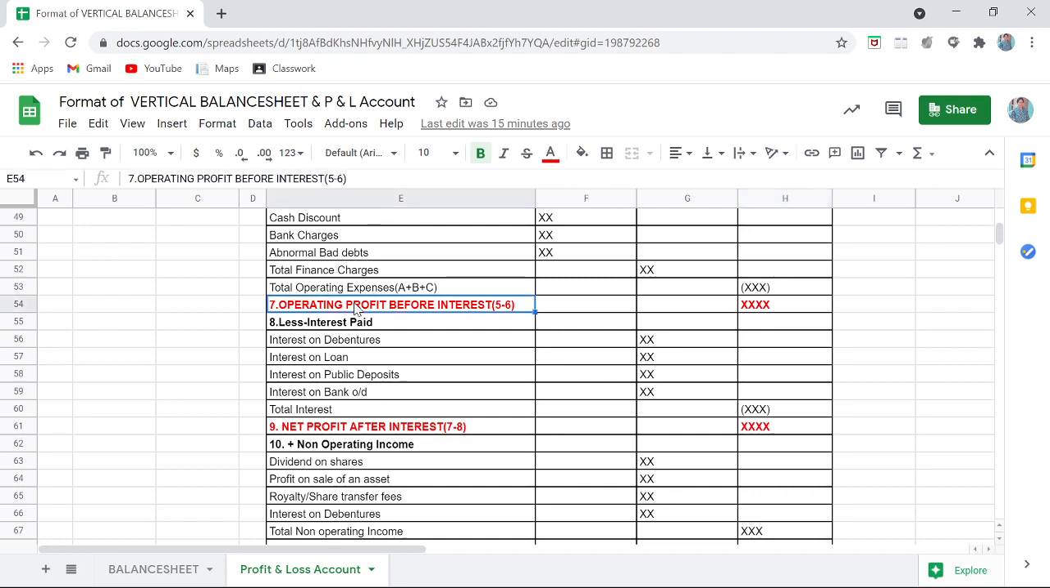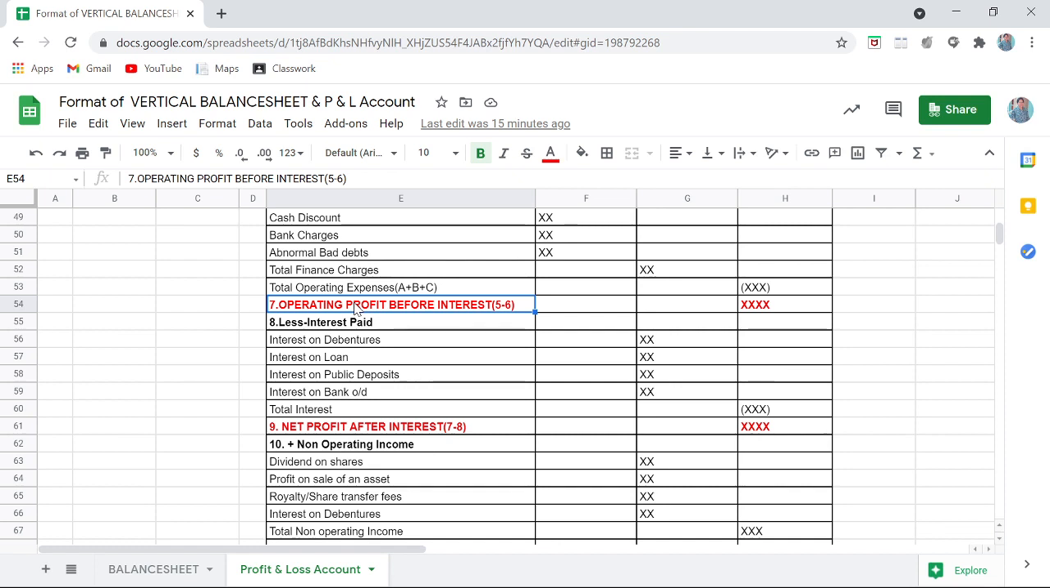Okay, now why is it considered as operating? Because you have deducted operating expense. That's why whatever profit you have got, it is operating profit. Okay, before interest. You haven't deducted any interest yet, so it is before interest.